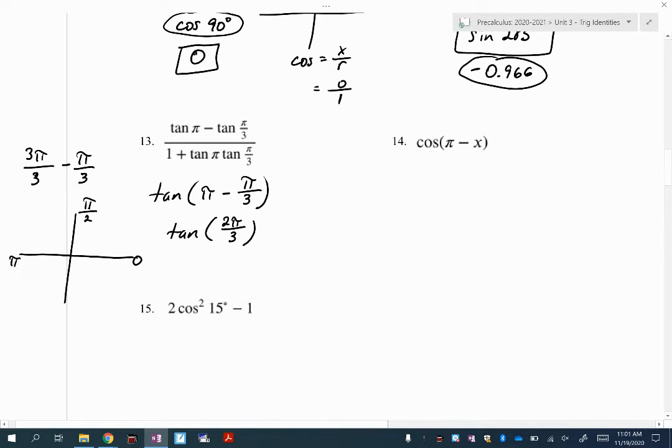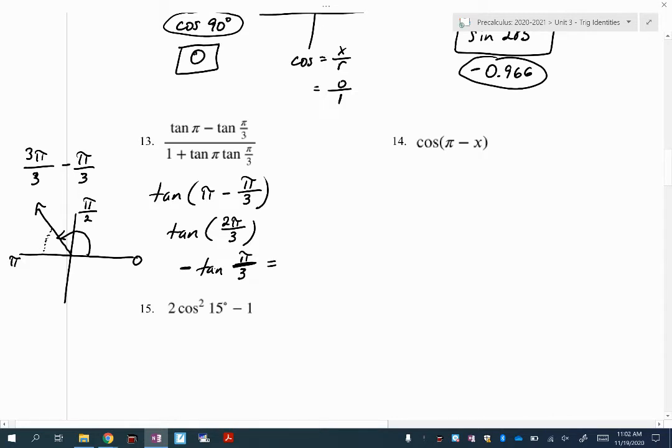Right, so halfway around to pi is 3 pi over 3, so we're not there yet. We're in the second quadrant again, and my reference angle between pi and 2 pi over 3 is pi over 3. So I need to find the tangent of pi over 3. Okay, but again, because I'm in the second quadrant, thinking All Students Take Classes, this needs to be a negative tangent of pi over 3.